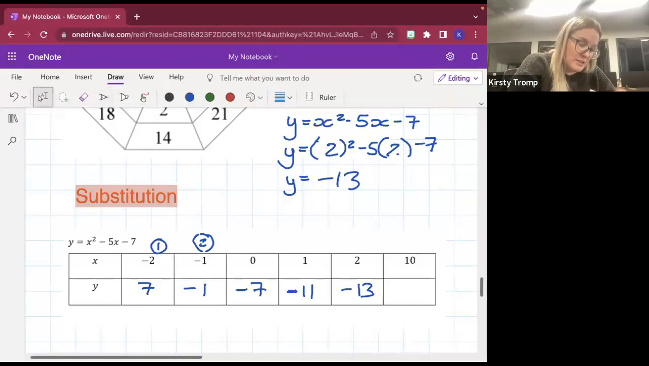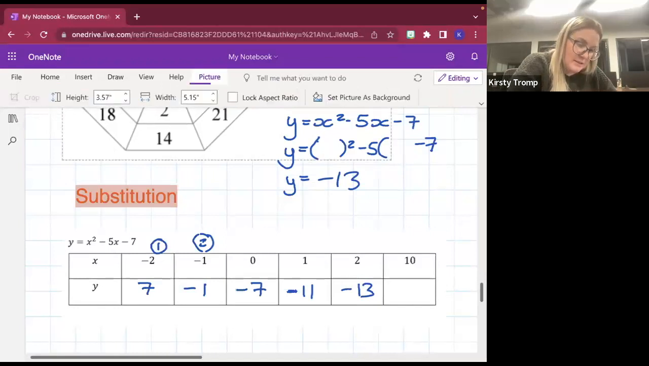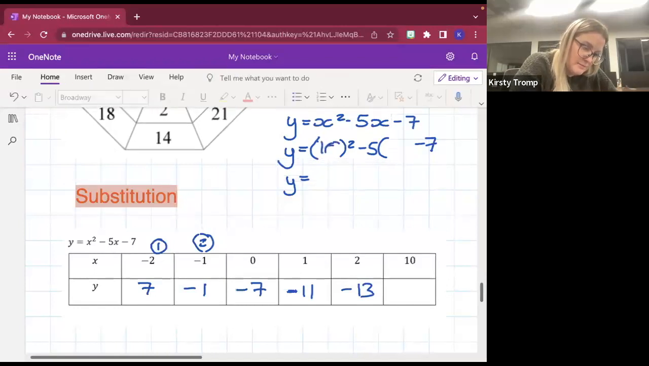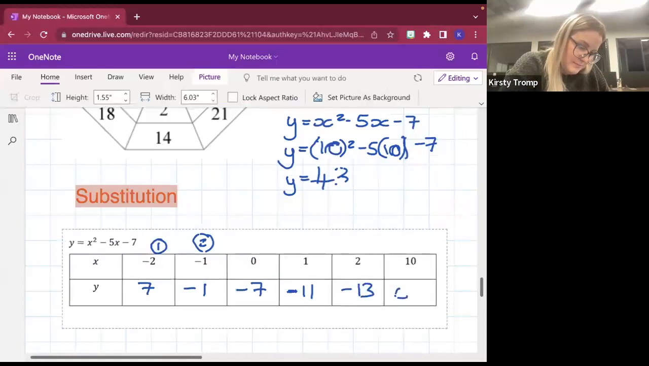And the last one they've got us to do there is they've given us 10. So we're going to put in a 10. On your calculators, you're going to put that in and we get 43.